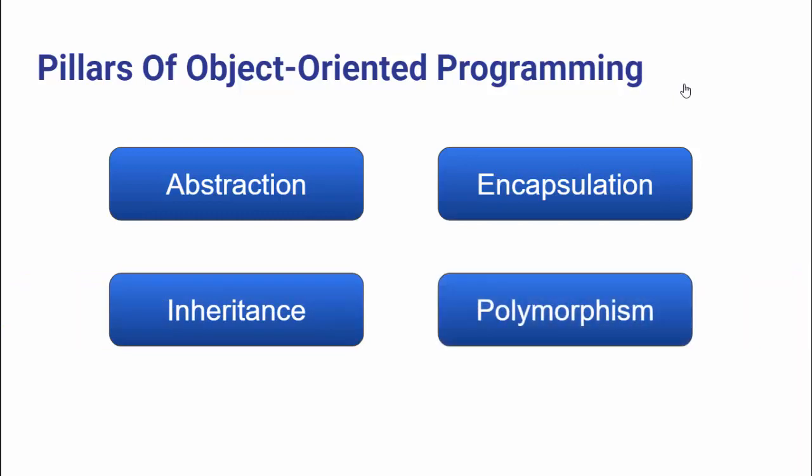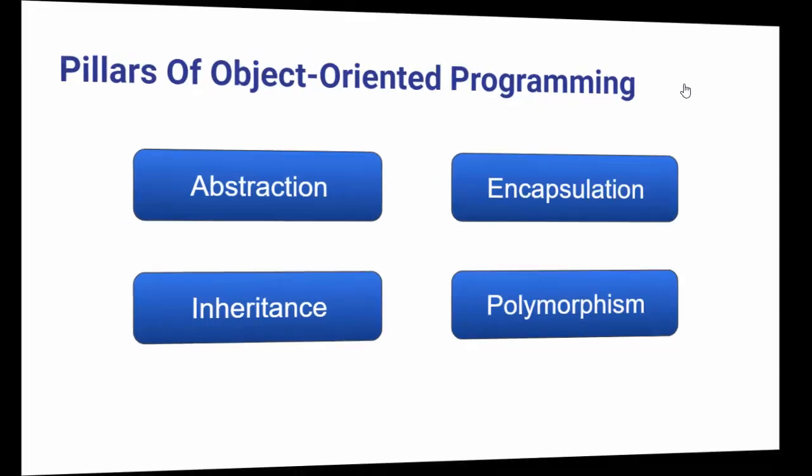So these are the 4 main pillars of object-oriented programming. Let's talk about them one by one. So let's first talk about abstraction.